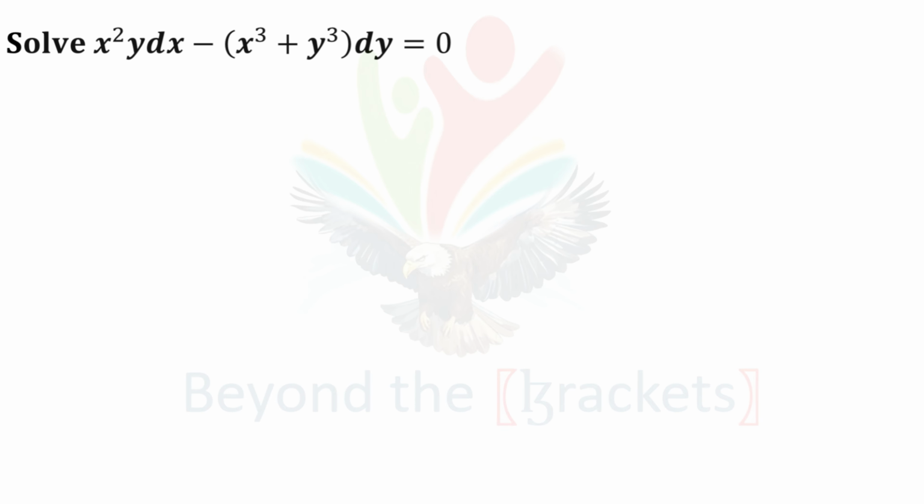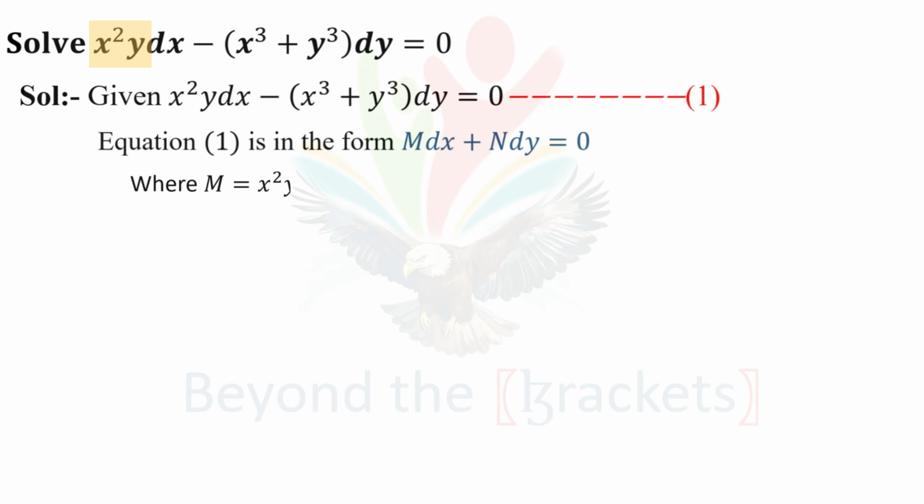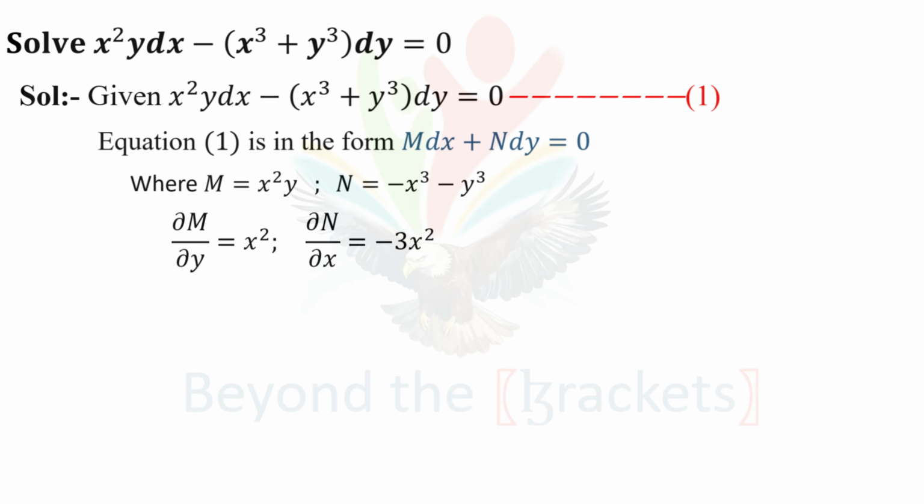First, we'll check whether this equation is exact. After naming it as equation 1, we clearly observe that this is of the form M dx plus N dy is equal to 0. Here, coefficient of dx is taken as M and coefficient of dy is taken as N. Differentiating M partially with respect to y, we get x square. Differentiating N partially with respect to x, we get minus 3x square. Since both are unequal, the given equation is non-exact.